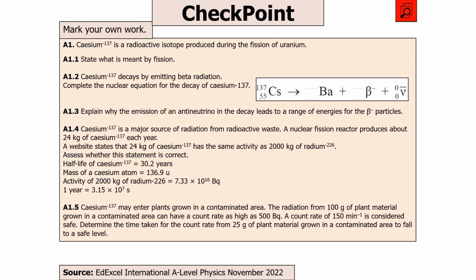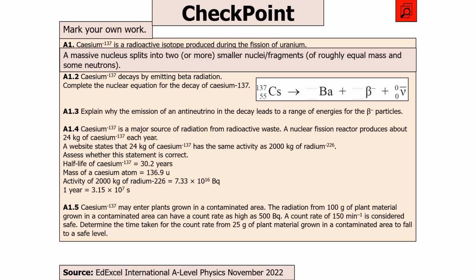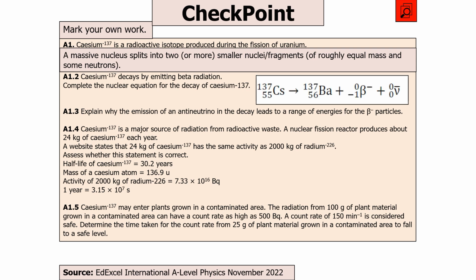Right, so what is meant by fission? That is when a massive nucleus splits into 2 or more smaller fragments of roughly equal mass, and you'll also produce some neutrons as well. Now in this particular equation, you can see that the cesium is 135, 55, the barium's gone up by 1 proton, so it's 56. You then have your beta minus as 0, minus 1, and your antineutrino is 0, 0. It has no charge, so all the values are conserved.